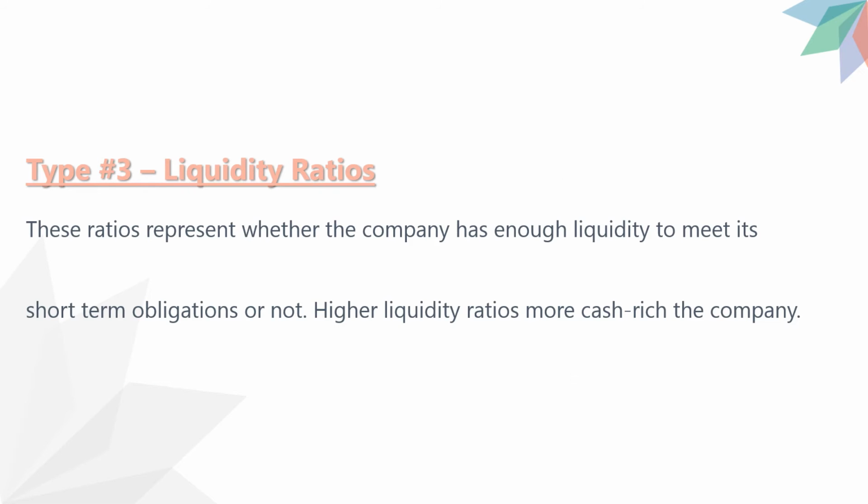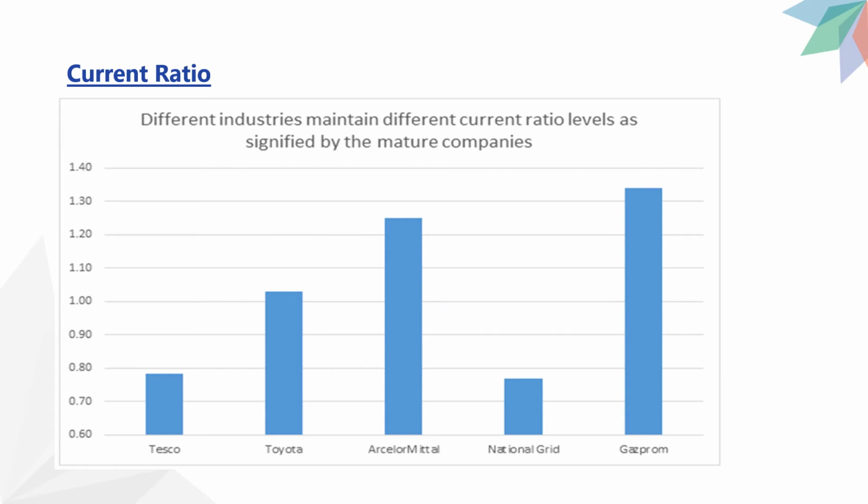Type number 3, liquidity ratios. These ratios represent whether the company has enough liquidity to meet its short-term obligations or not. The higher the liquidity ratios, the more cash-rich the company. Current ratio. Different industries maintain different current ratio levels, as signified by the mature companies.